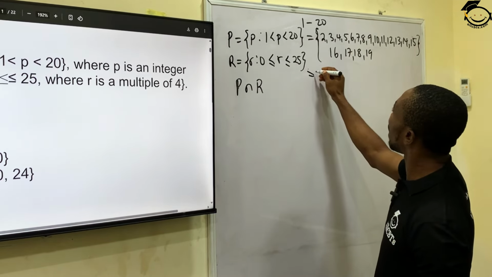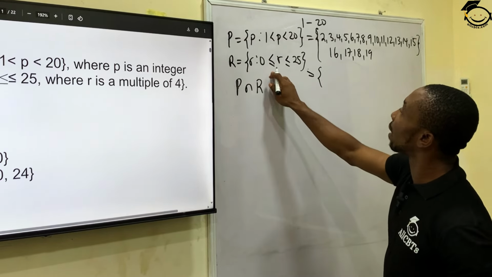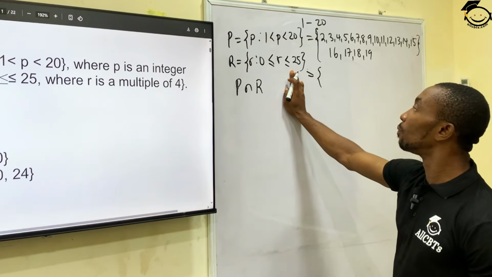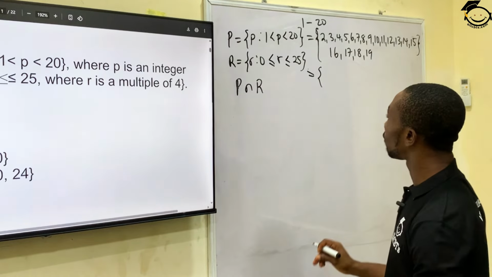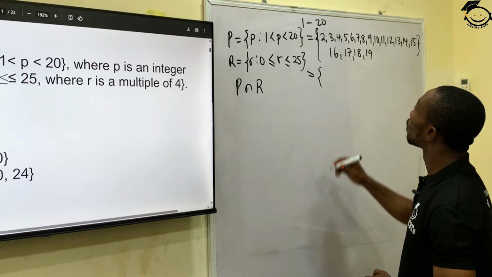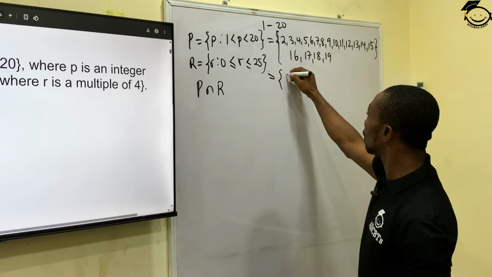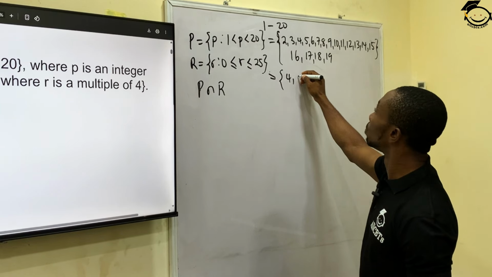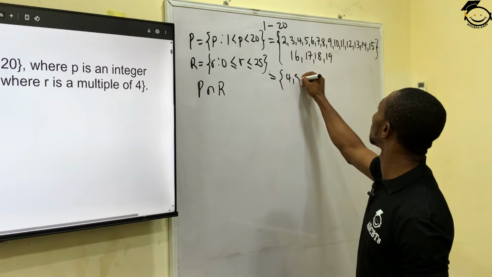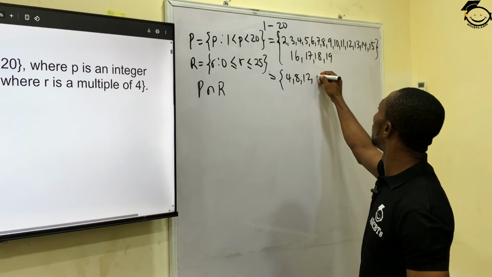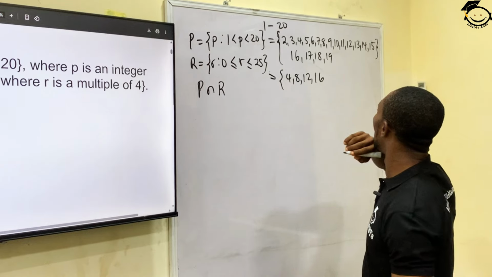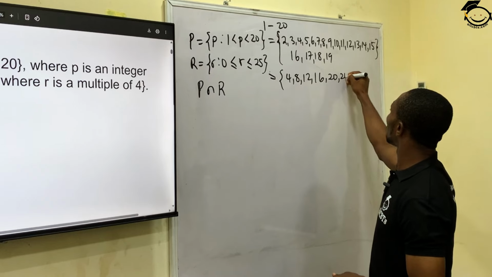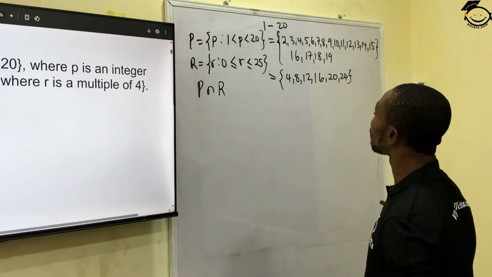Now, for elements of R, the elements of R are between 0 to 25 inclusive. Now, they said R is a multiple of 4. Since R is a multiple of 4, we have our 4, we have our 8, we have our 12, we have our 16, and we have our 20 and 24. These are the multiples of 4.